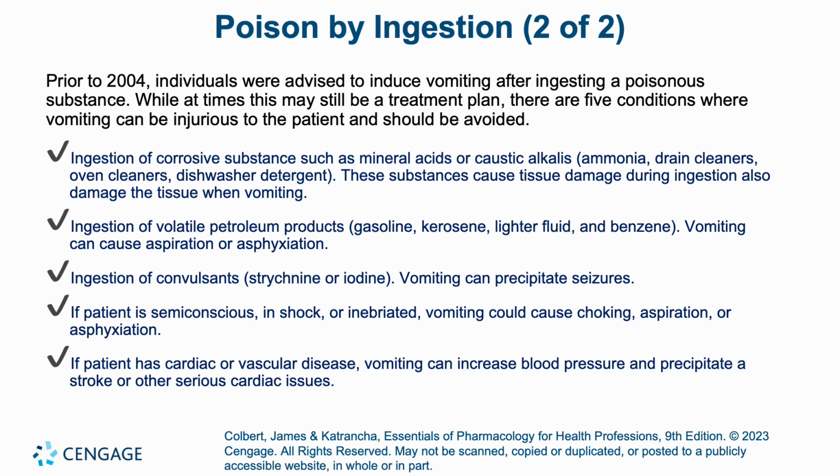Ingestion of volatile petroleum products: gasoline, kerosene, lighter fluid, and benzene. Vomiting of these can cause aspiration or asphyxiation, so it can move over into the lungs. Ingestion of convulsants, strychnine or iodine. Vomiting can precipitate seizures, so vomiting these substances can actually lower the seizure threshold and make the patient have a seizure.